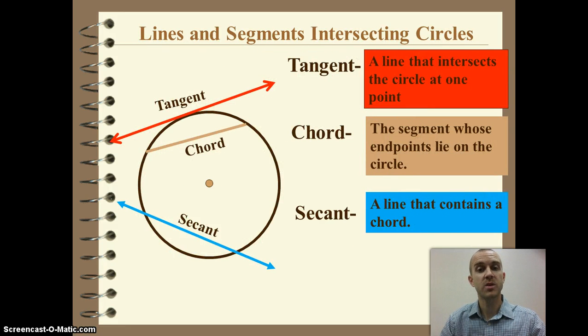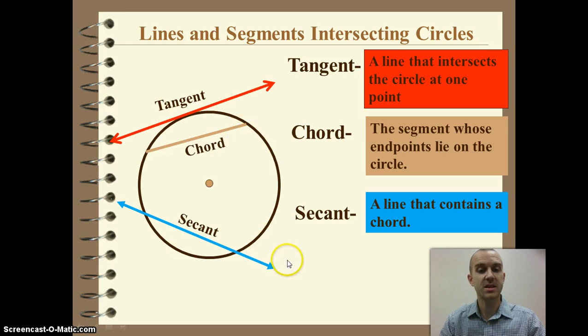Now within circles, we also have other ways that lines and segments intersect, and it's important to know what those words mean. For example, we have tangents. Tangents are lines, or could be a segment, that intersects a circle at exactly one point, whereas a chord is a segment that is inside the circle whose endpoints are on the circle. It does not have to go through the center, but the endpoints have to be on the circle.